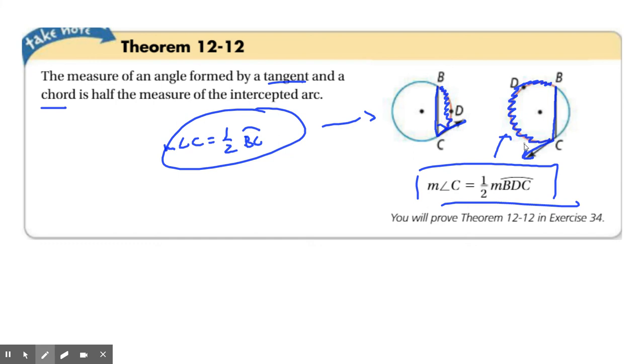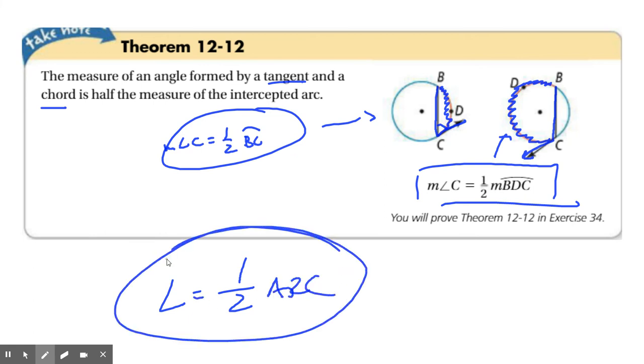But again, the whole day, if an angle's vertex is on the circle, it is 1/2 the arc. Angle equals 1/2 the arc. Please, please, please remember that if the vertex is on the circle.